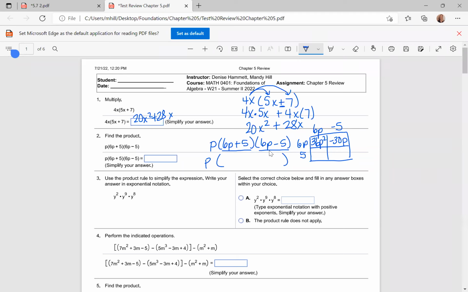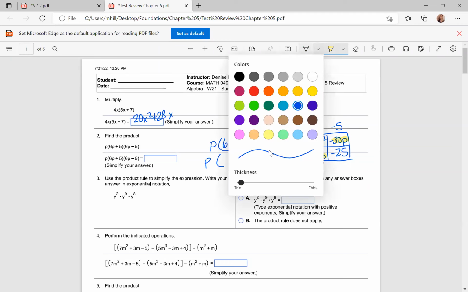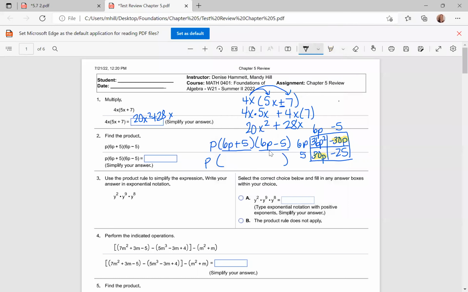This is going to be 5 times 6p, so 5 times 6 is 30p. And then 5 times negative 5 would go right here. 5 times negative 5 is negative 25. These two terms just have regular p's, not raised to any power. So a 30p minus 30p, those cancel each other out. That would turn into 0. I don't have any other p squareds. So 36p squared is going to be part of my answer here. And then minus 25.